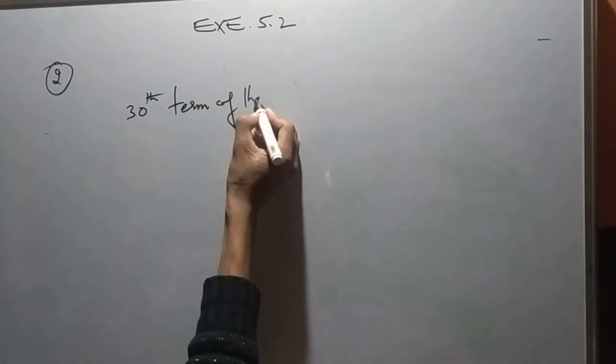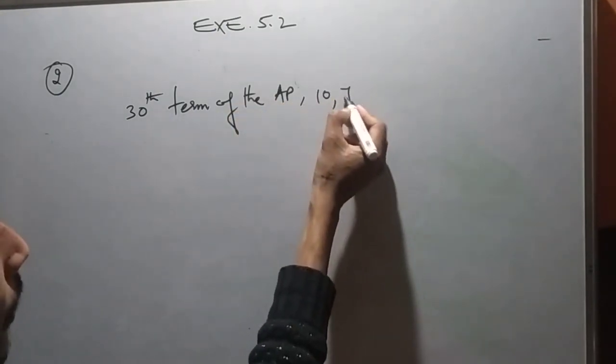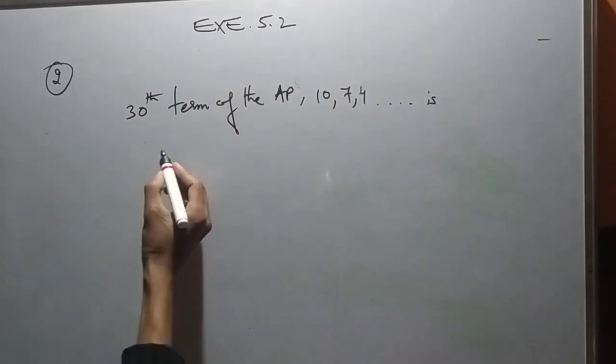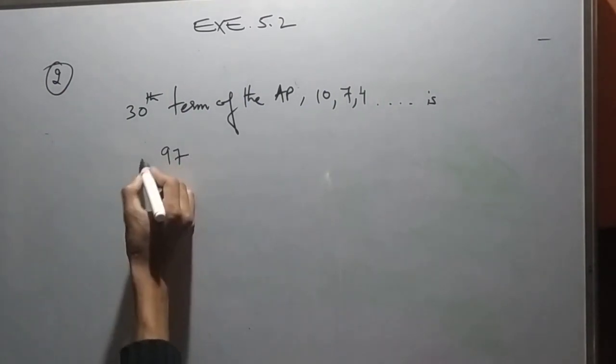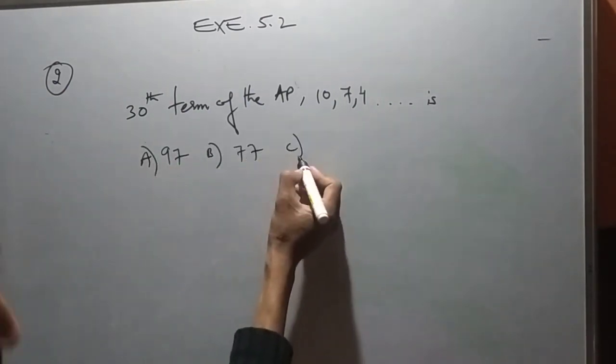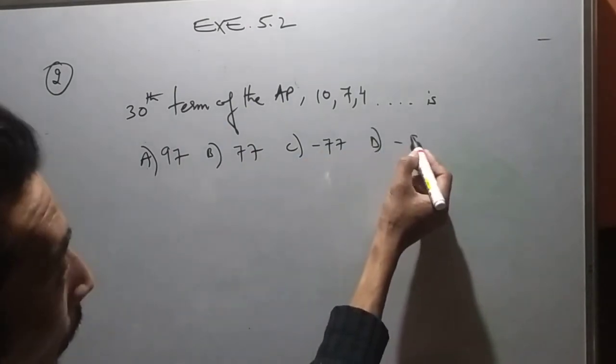Find the 30th term of the AP 10, 7, 4, and so on. Option A is 97, option B is 77, option C is negative 77, and option D is negative 87.